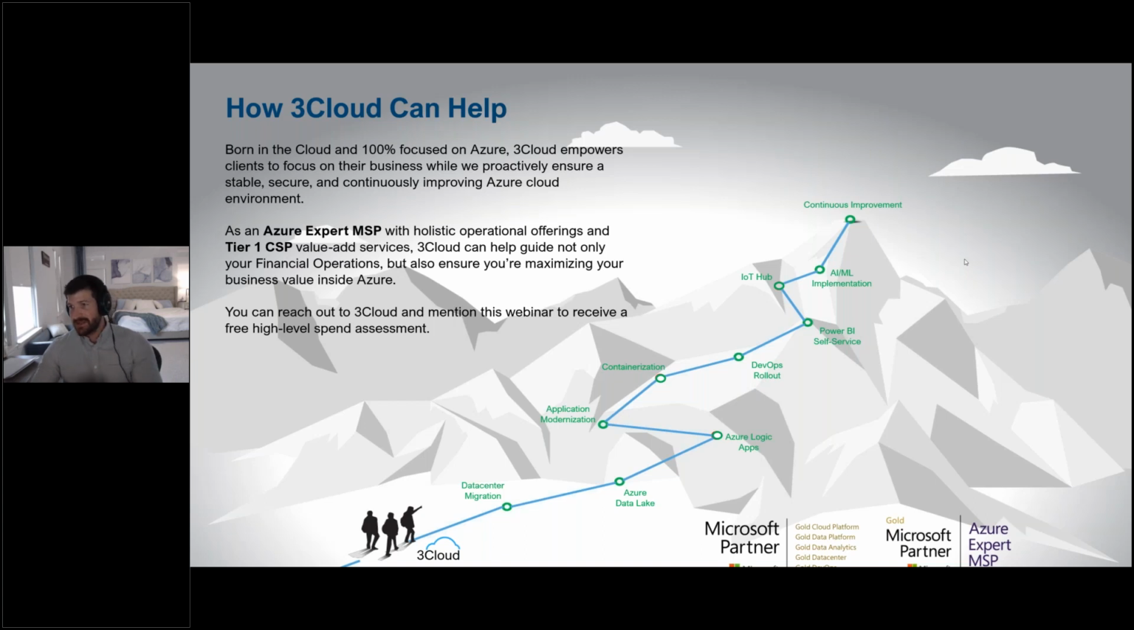ThreeCloud is an Azure expert MSP. We're one of the handful in the world on that, and we actually are the largest Azure-only expert MSP in North America. And like I mentioned, we really do add on those tier 1 CSP value services. So you get those things at no additional cost. So really our goal is to make sure that on the financial operations front, you have those pieces put into place that we talked about a little earlier, but also that we're maximizing your business value inside of Azure. There are things to get value out of Azure even outside of cost, kind of talking about, hey, what are the next steps in your journey?